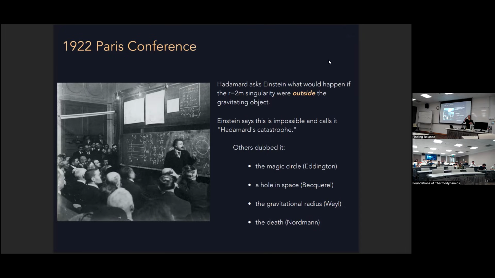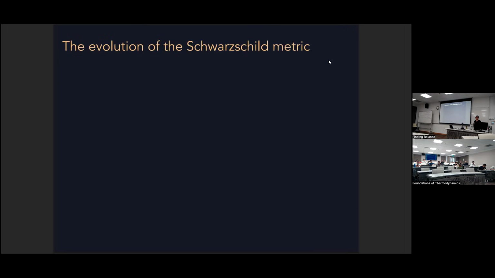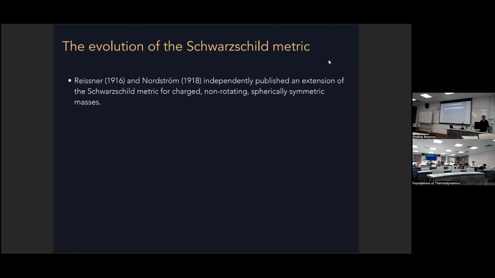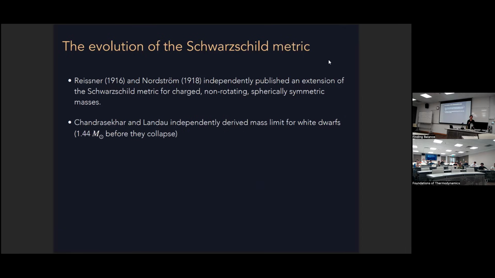Okay, so the point I want to illustrate here is they're worried about it because it's being taken as a kind of physical model. Okay, so what happens with the Schwarzschild metric? So Reissner and Nordström independently publish an extension of the Schwarzschild metric for charged non-rotating spherically symmetric masses.